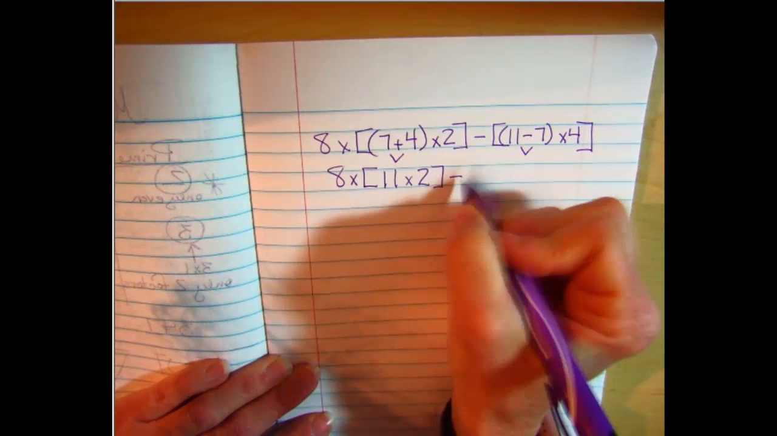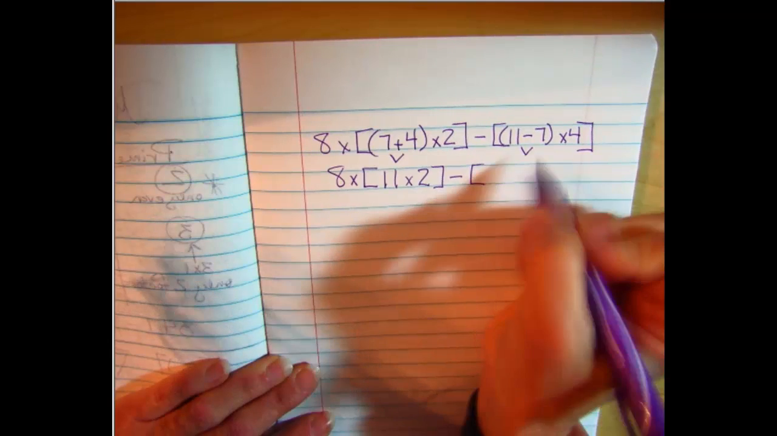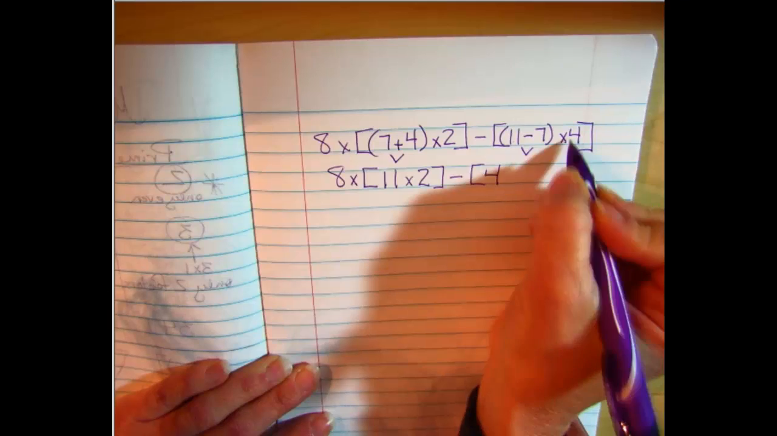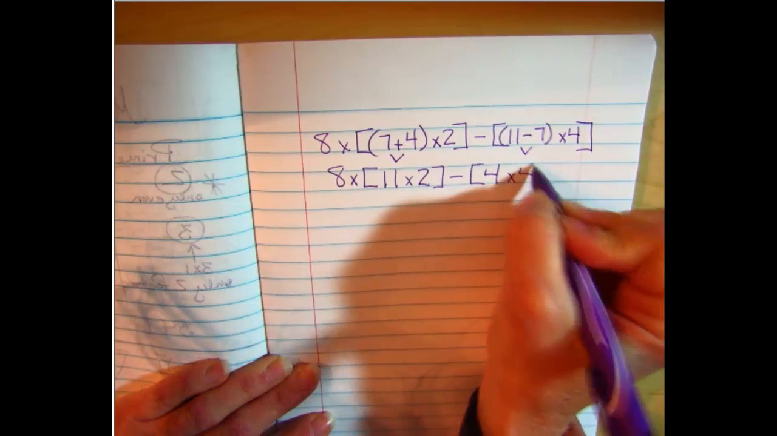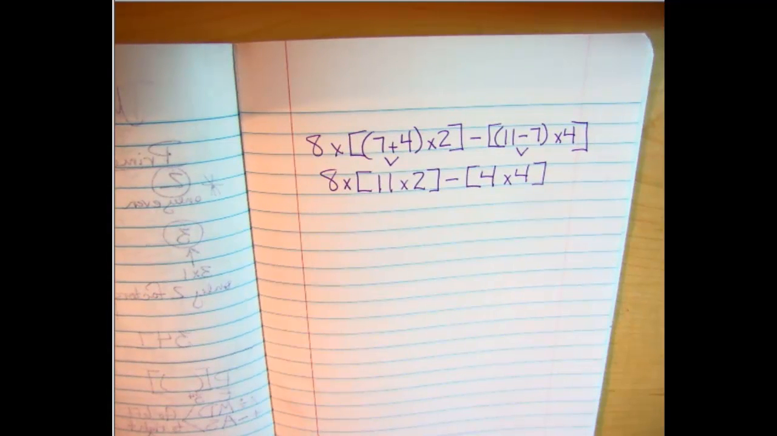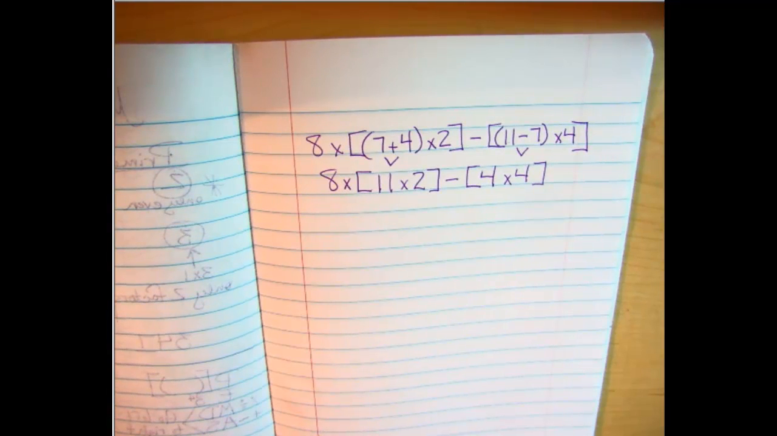Now I'm going to bring down the minus symbol and my bracket. Again, 11 minus 7 is 4. And my times 4 falls down. Close up my brackets. I have to keep the brackets and protect my equation until I get down to a single number, because it will throw off your order of operations if you let them fall off too early.